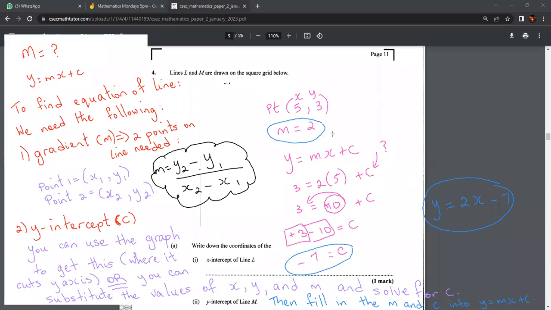Now, if you're putting this work in, put this underneath the y-intercept and put a little note: finding the y-intercept without a graph.